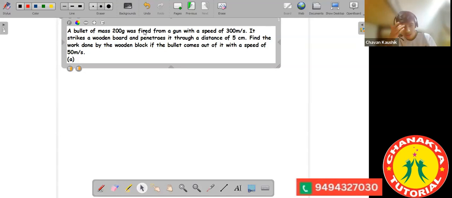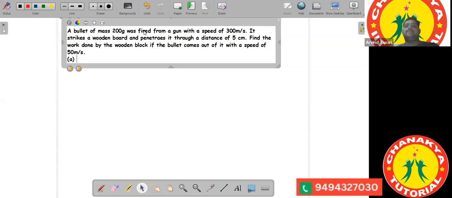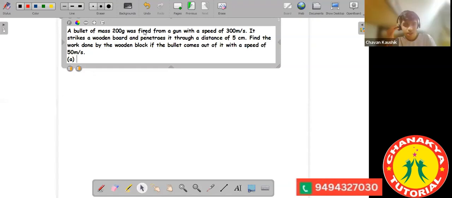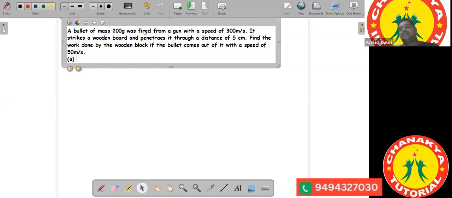Sir, do we have to use MGH or kinetic energy? See, MGH we use only when there is a gravitational work done. If there is a work done against gravity, then we use MGH. So everyone should be able to obtain this first one.